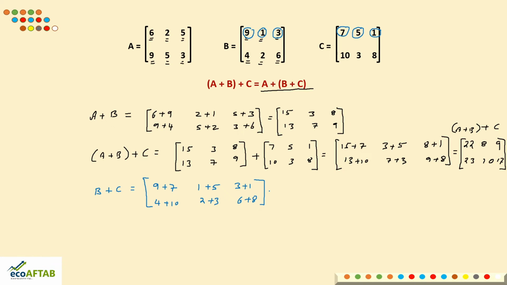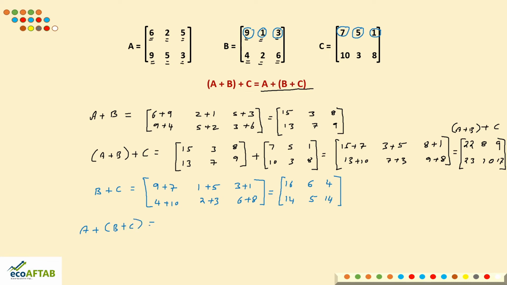B plus C is equal to 9 plus 7, 16, 1 plus 5, 6, 3 plus 1, 4, 4 plus 10, 14, 2 plus 3 is 5, and 6 plus 8 is 14. So this is the result of B plus C. Now what we will do? We'll add matrix A along with this. So A plus B plus C.